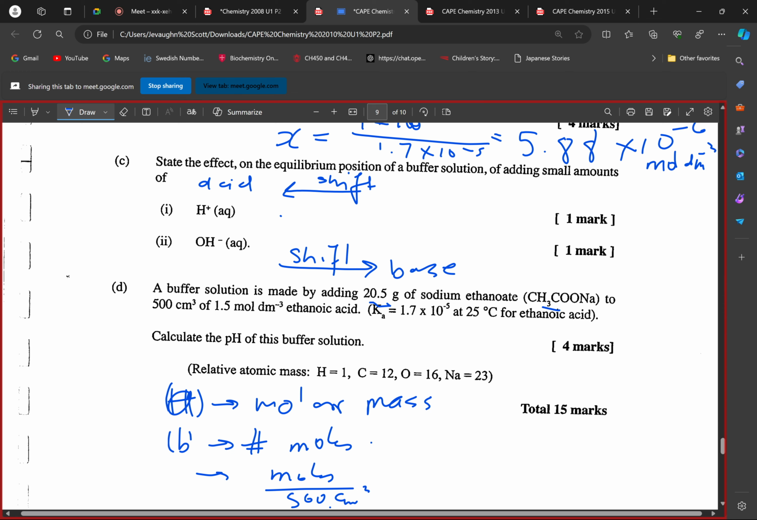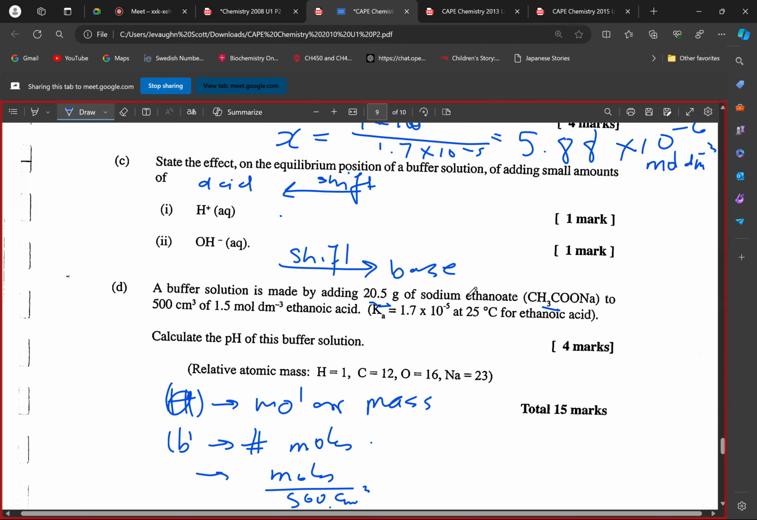We need to find the molar concentration of sodium ethanoate. We need the salt concentration. That is what we do not have. So in order to get the salt concentration, we need to find the molar mass of sodium ethanoate, use that to find the number of moles, then divide it by the 500 cm³ converted to dm³. That is how we get our salt ion concentration. And then after that, we take the negative log of the Ka to get the pKa, and we'll plug it in. Go ahead.